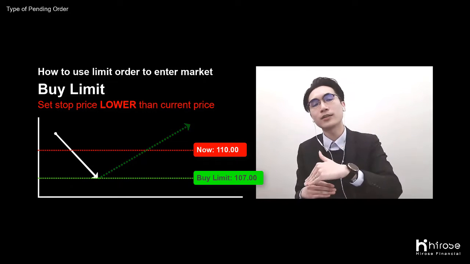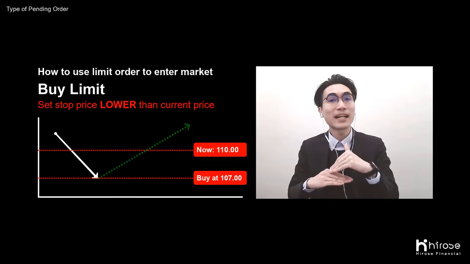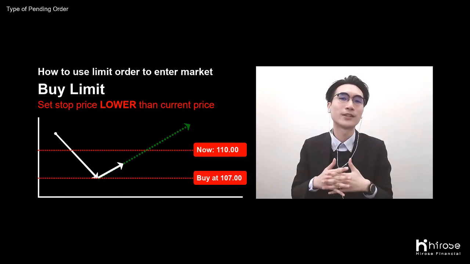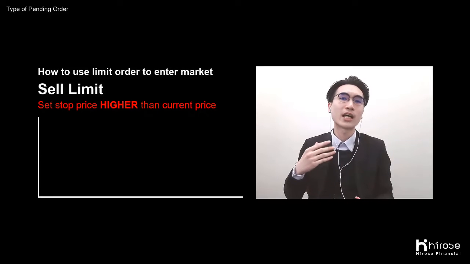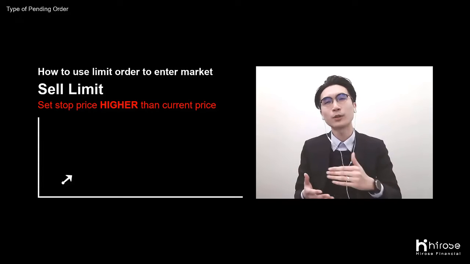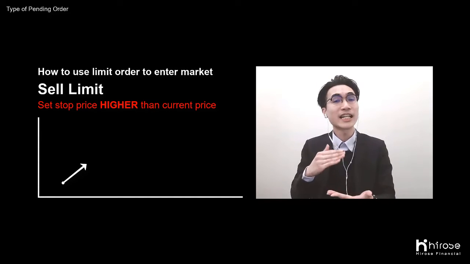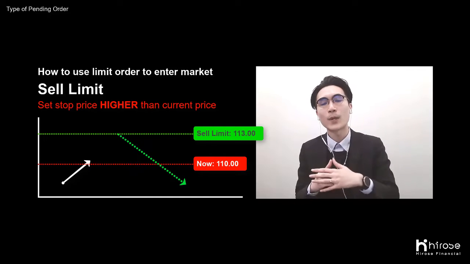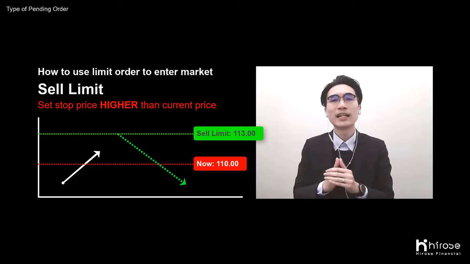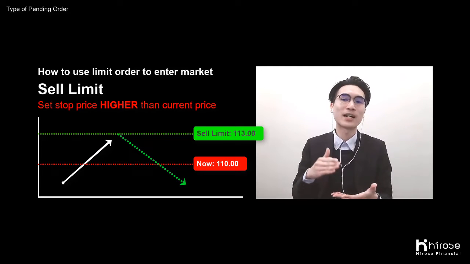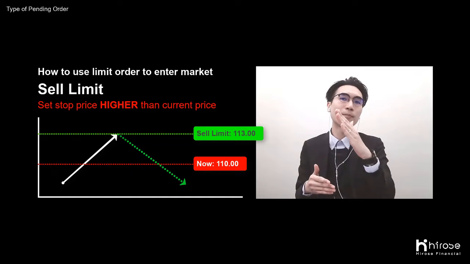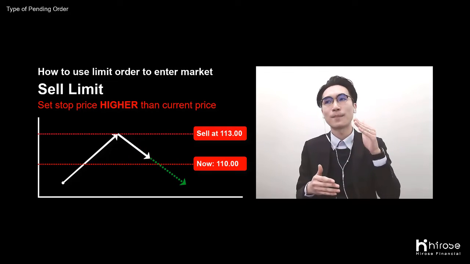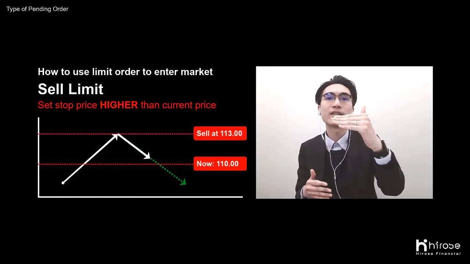So when the price falls down to 107, the buy limit order is going to be executed, and that's how I use a buy limit order to enter a market. On the other hand, we have a sell limit order. That's really similar. Now let's say the price is at 110. My analyst tells me that the price might bounce back down when it rises up to 113. Then I will set this 113 as my sell limit price. So when the price rises up to 113, my sell limit is going to be executed, and that's how I enter the market at 113, which is higher than the current price.